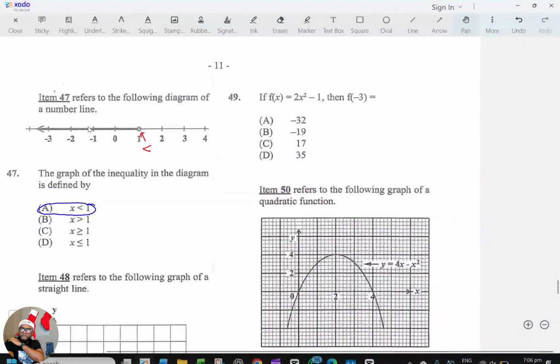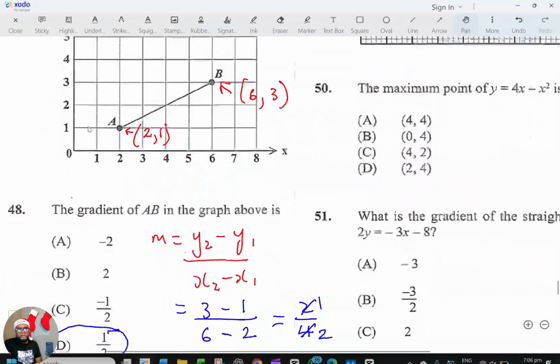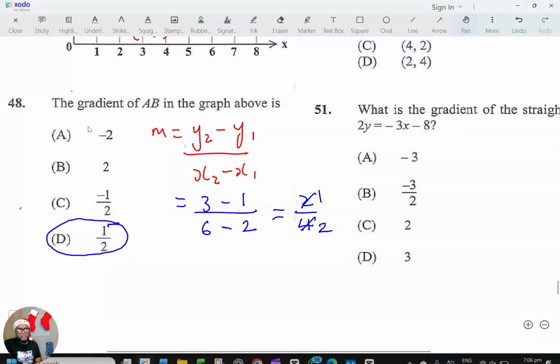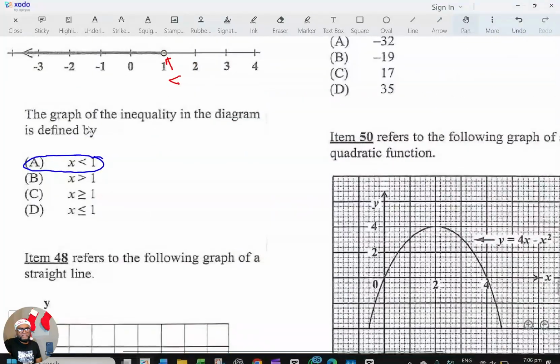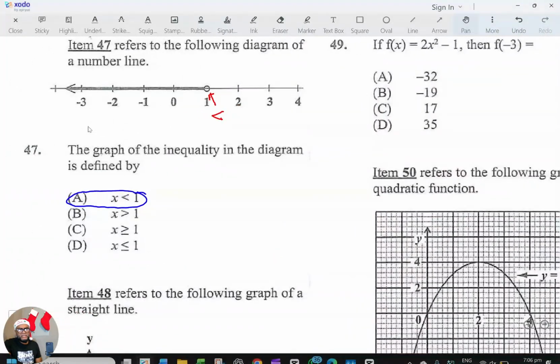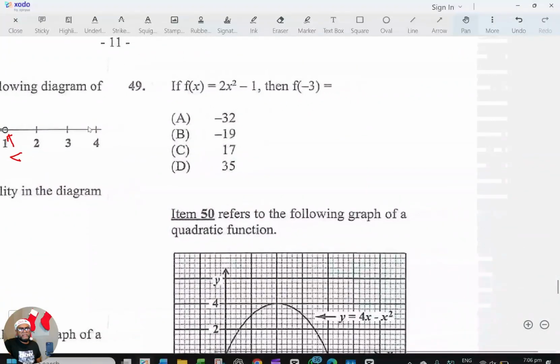49 and then 50, and then we get out of here. We'll finish the rest some other time. So 48, let me see, 48 is D. And let me see 47. 47 is A. Yeah, x is less than 1.